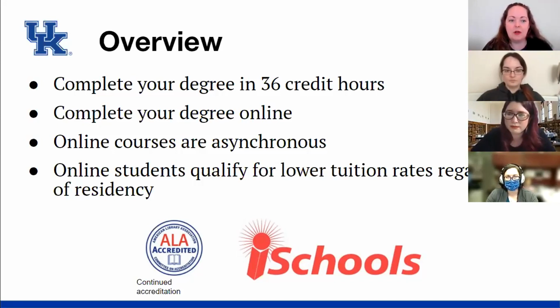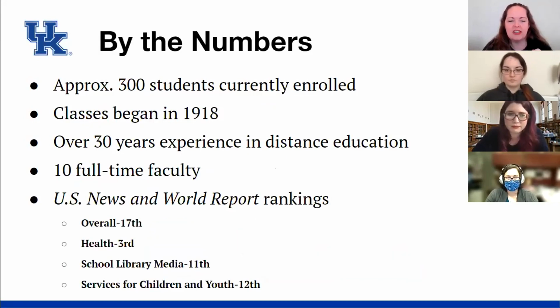The nice thing about this program is that online students at UK qualify for a special online only tuition rate, which is actually a little bit lower than the resident in-state rate. And that's true even if you live out of state. So say you start the program here in Kentucky, you get a great job in Ohio, you have to move halfway through the program, that online rate follows you. Likewise, if you're in Washington state already, you just start with the online rate, it doesn't matter. So this is true for all of our students. So we'll talk a little bit more about that actual rate a little further into the presentation.